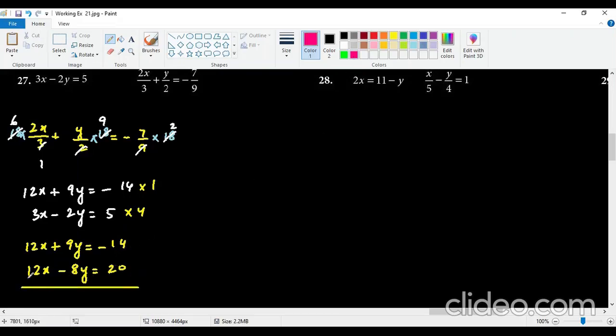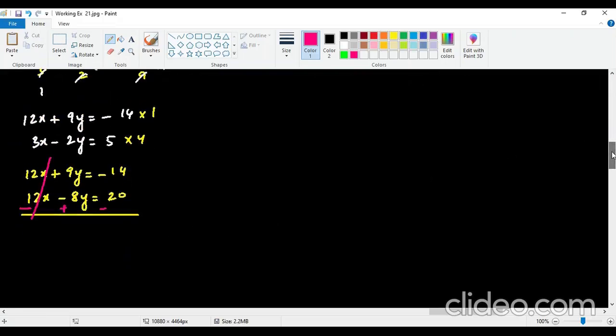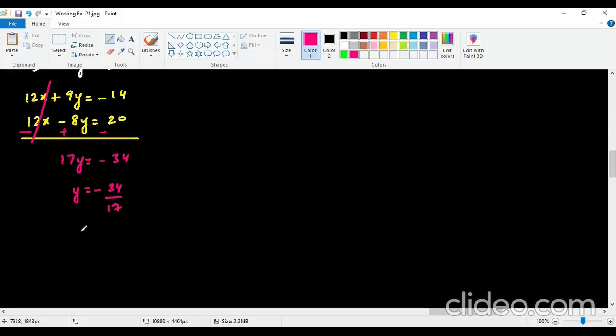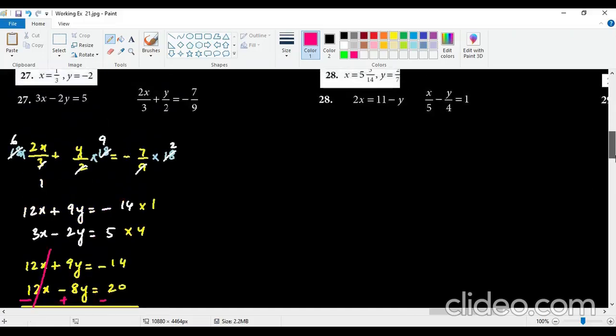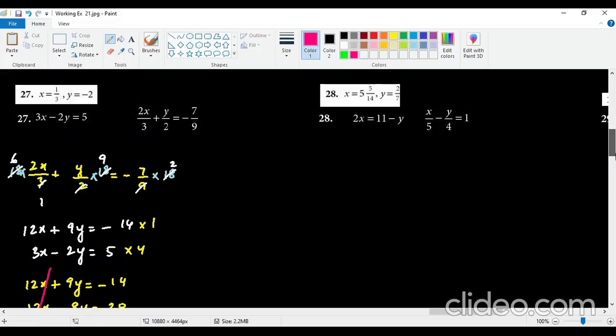Subtracting, changing sign first, these two are cancelled. 8 and 9 is going to give us 17, and this is going to give us a negative 34. So y will be equals to negative 34 divided by 17. So in turn it's going to give us y equals negative 2. Let's see if the answer is negative 2. Yes, y is equals to negative 2.